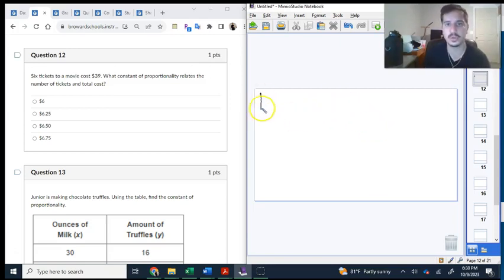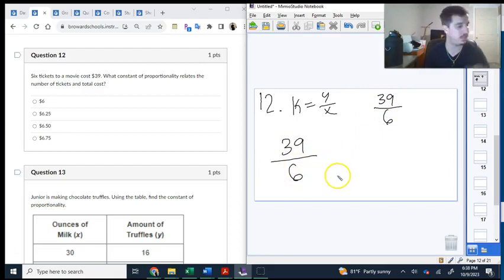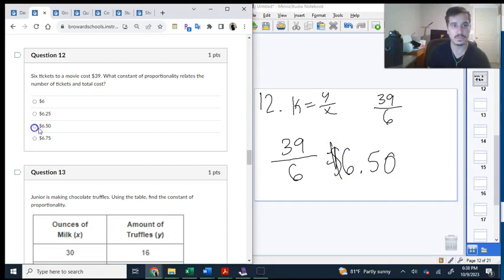Number 12. 6 tickets to a movie cost $39. What constant of proportionality relates to the number of tickets and total cost? So K equals Y over X. My cost is going to be the Y, so it'll be 39 over 6 per ticket. 39 divided by 6 is going to be 6.5. $6.50. It's that easy. That is all you have to do for that problem.